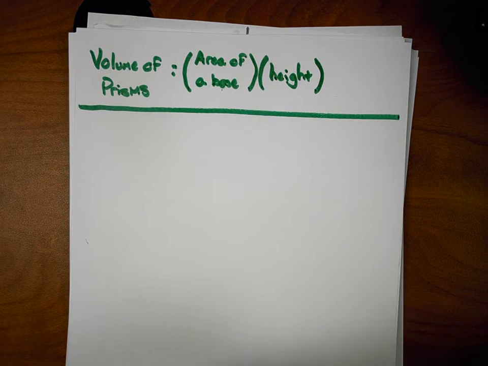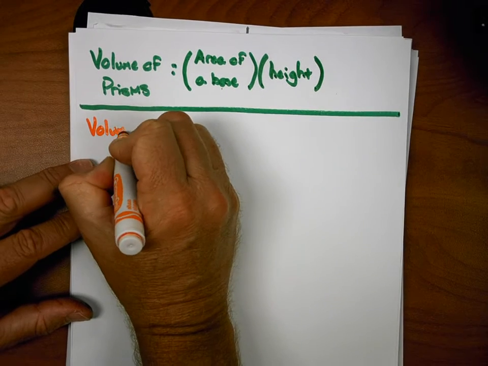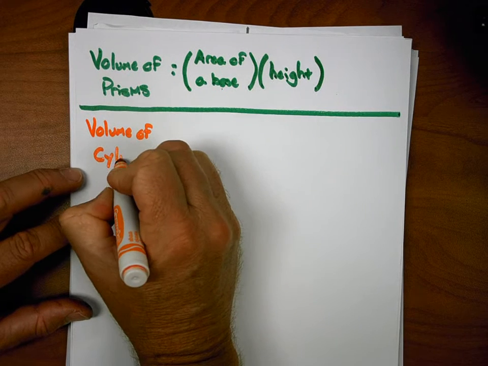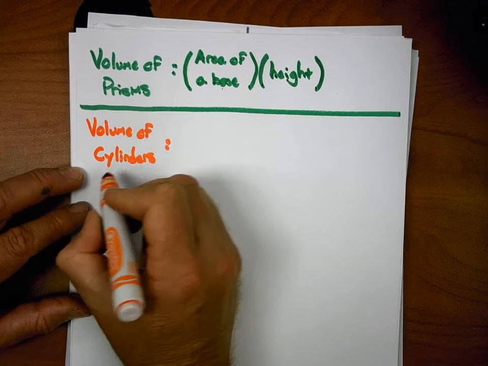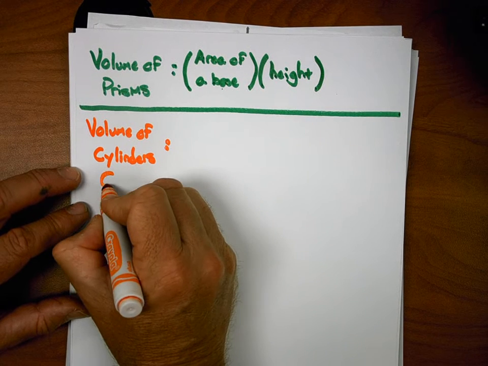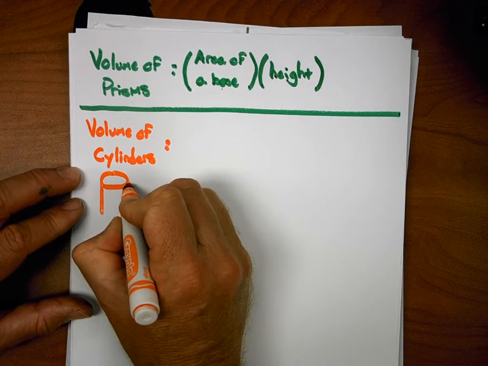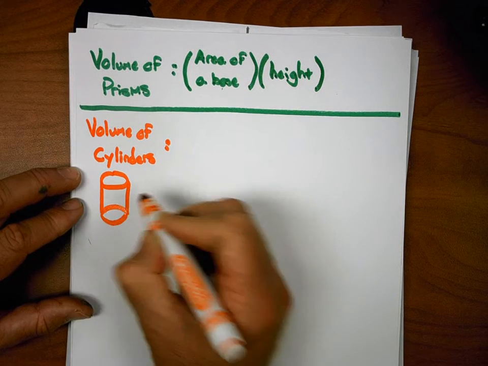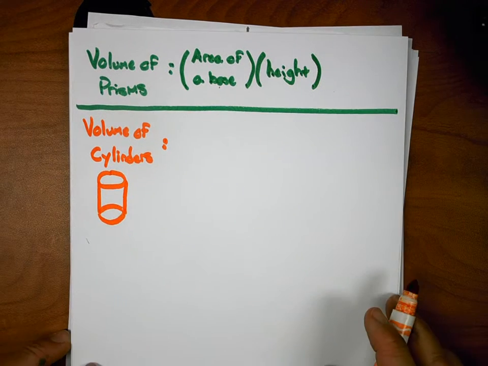Okay? The next formula. Volume of cylinders. Cylinder, remember, is like a soda can. So this is what a cylinder tends to look like right here. The bases of a cylinder are circles, and then you have the main body part.